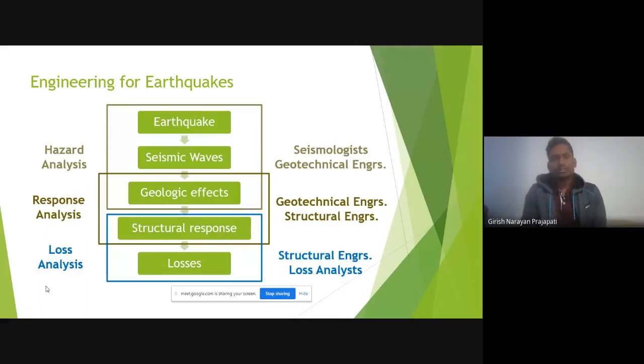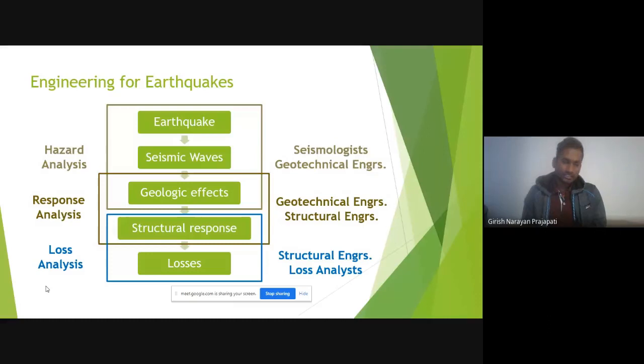And after the response, in the final stage, we have loss. After the earthquake came and hit, we have a lot of losses, in terms of buildings, life, and many things. Structural engineers generally find out the losses, like if a bridge collapses, what is the cause, how much loss there is, and whether we are able to repair or retrofit the bridge or not.